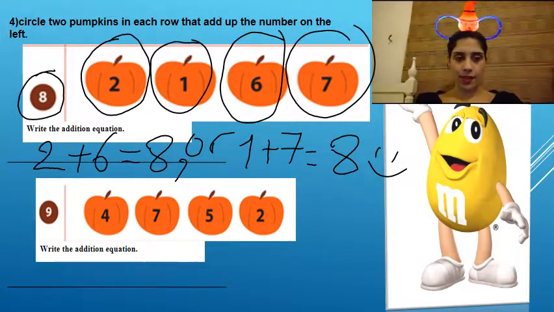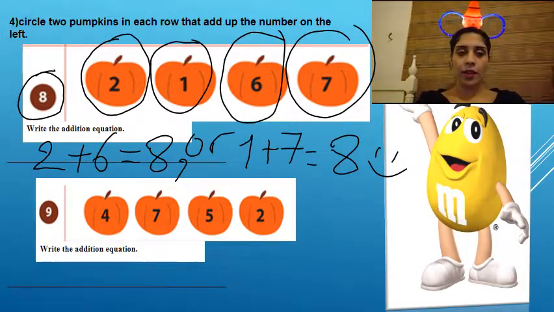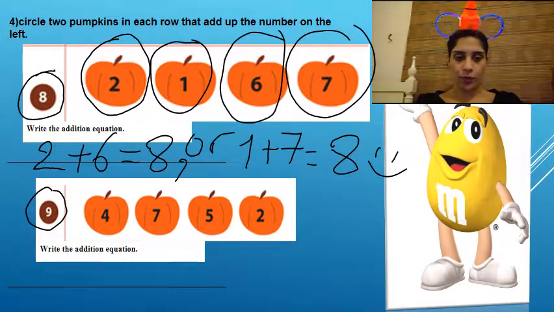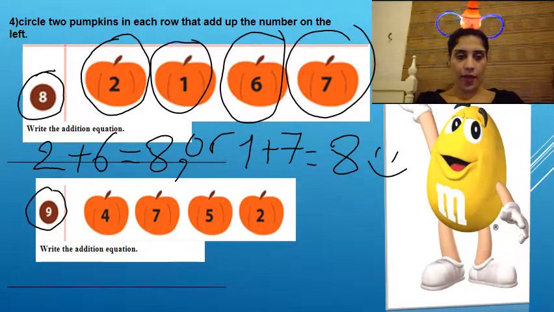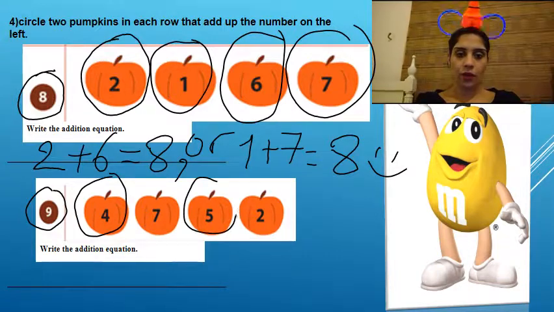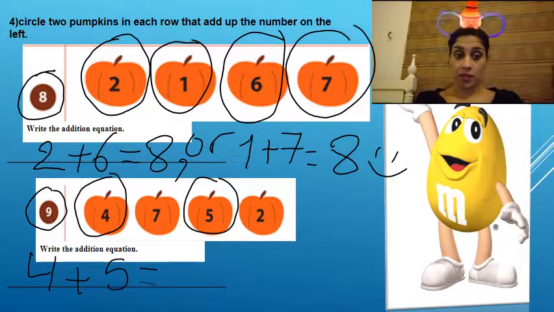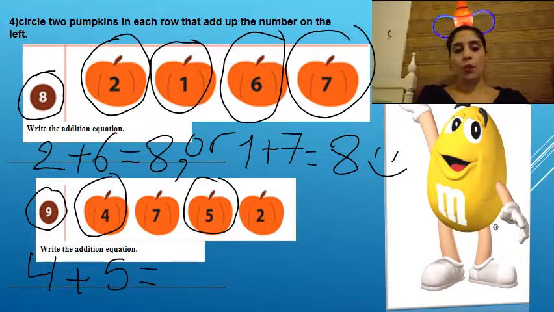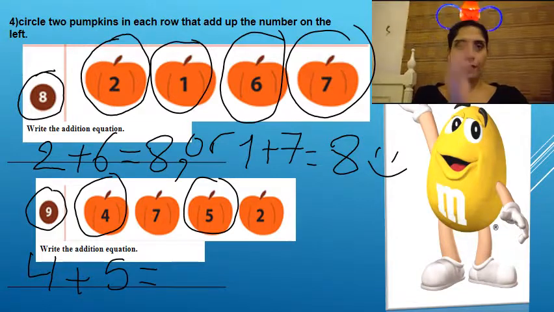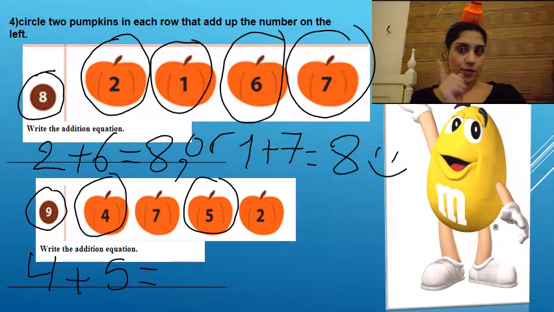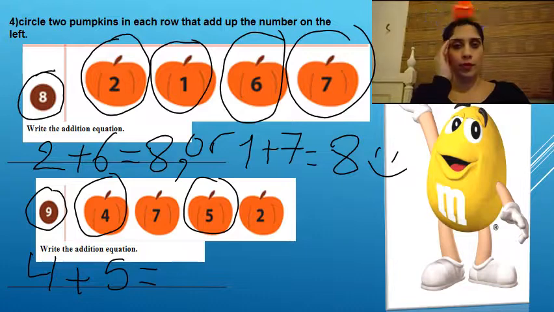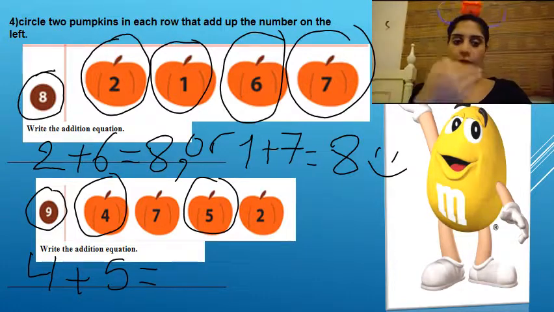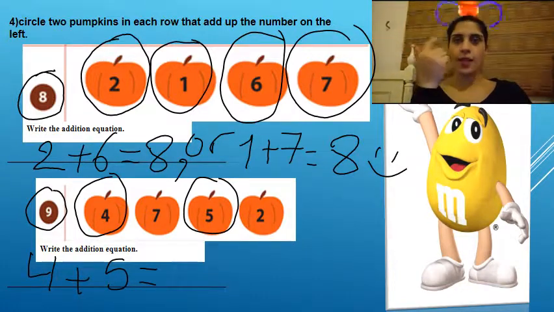Now, let's do the second one. We have the number 9. We have to sum up, and they have to give us 9. Let's try 4 and 5. 4 plus 5, does it equal 9? We will see. Which one is the greatest? We have 5. We put 5 in our head. Mr. M&M, be careful. We put 5 in our head and we continue counting. 5, 6, 7, 8, 9.